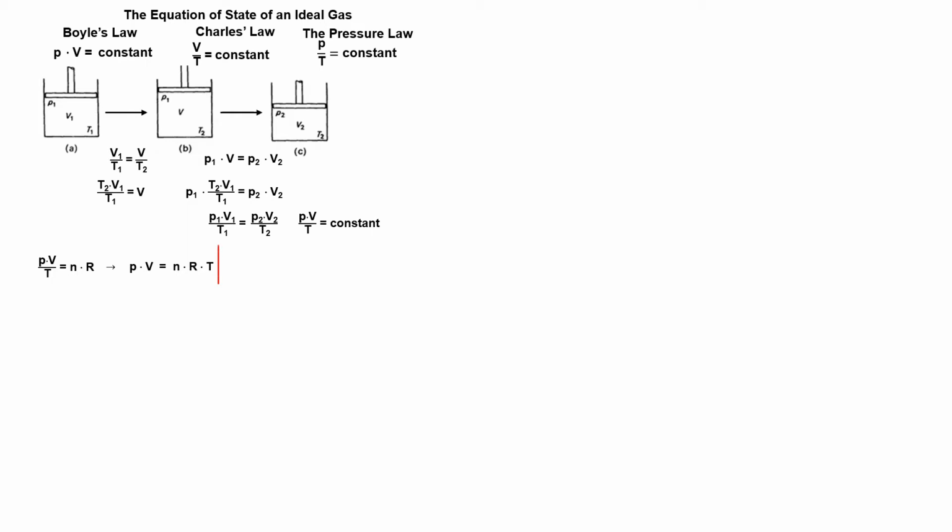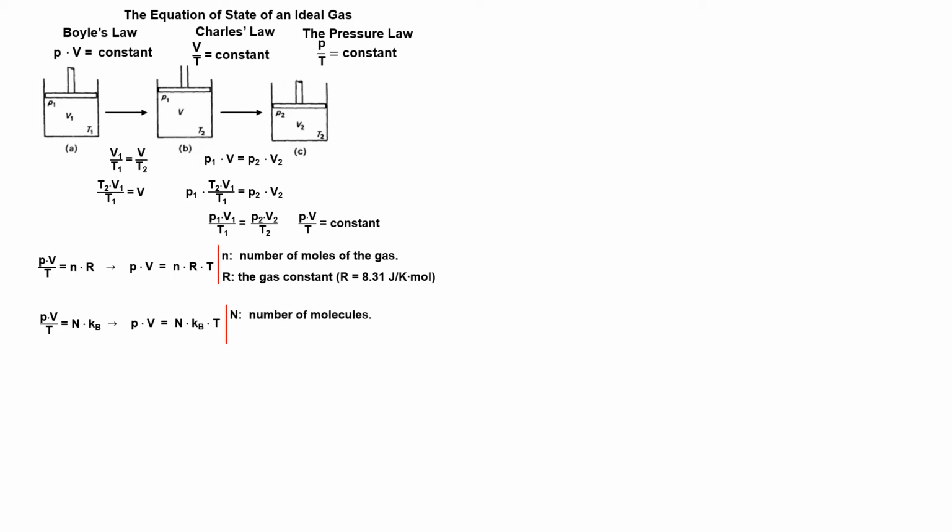Pay attention. n is the number of moles of the gas. R is the gas constant. N is the number of molecules. kB is Boltzmann's constant. The two forms are related through Avogadro's number N_A through the formulas.